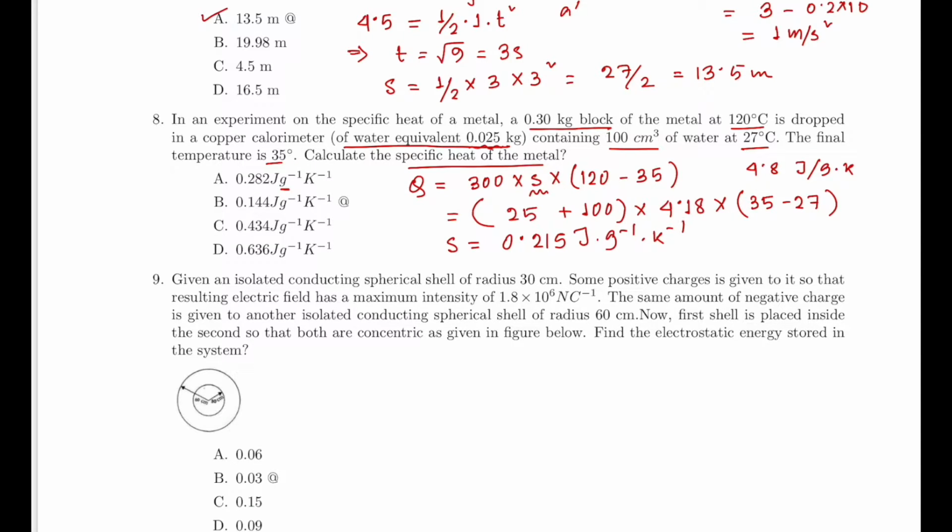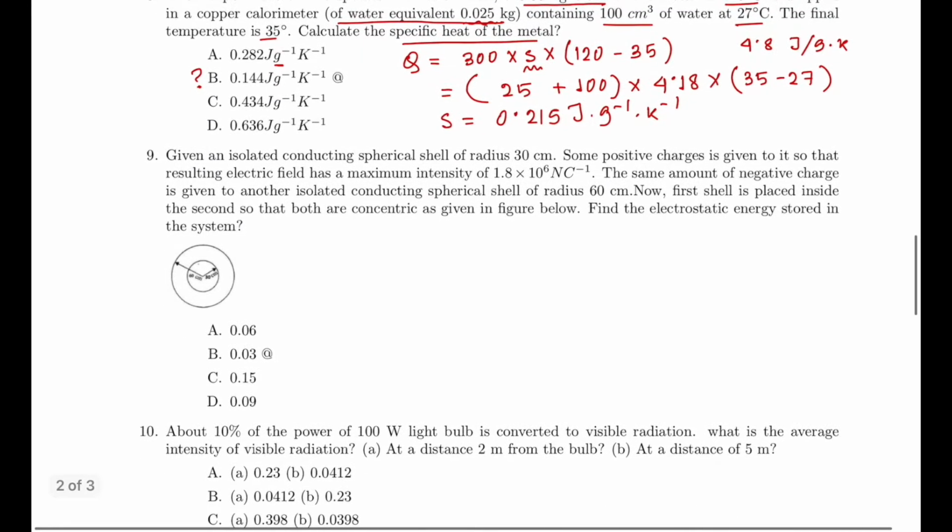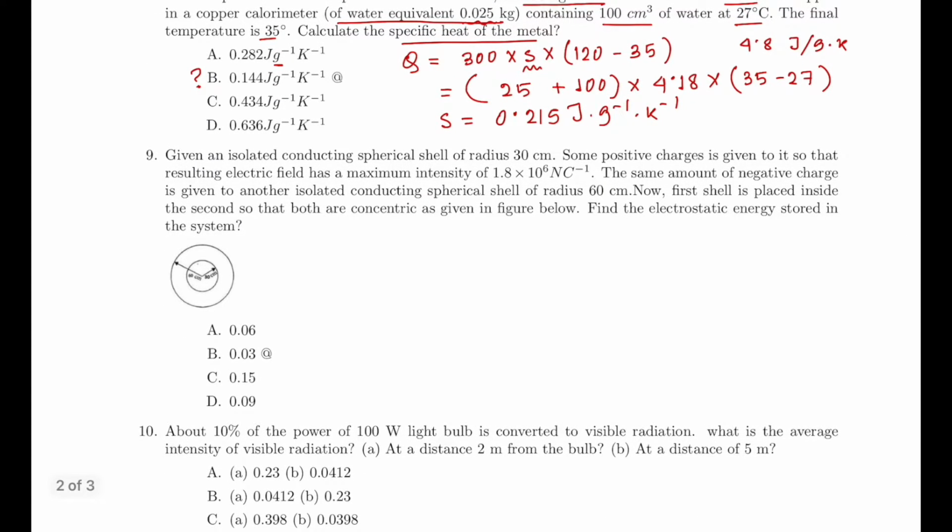So none of the answers is matching, and the official answer is given as option B. If you know how to arrive at that, then you can comment.